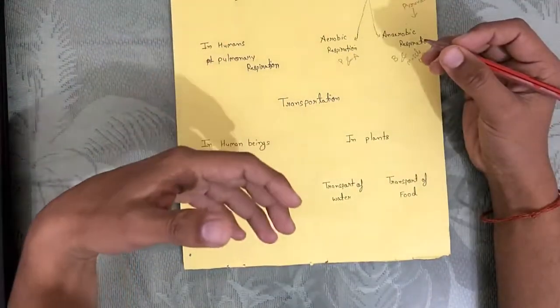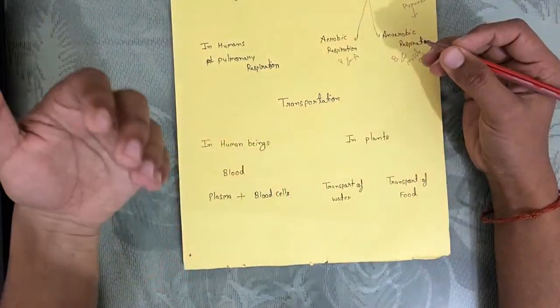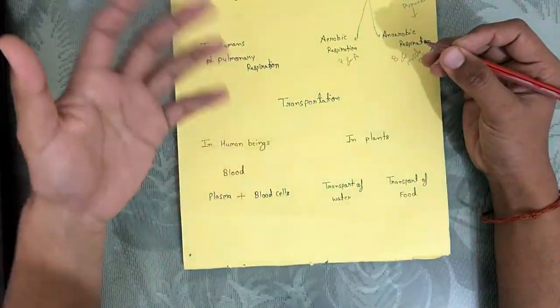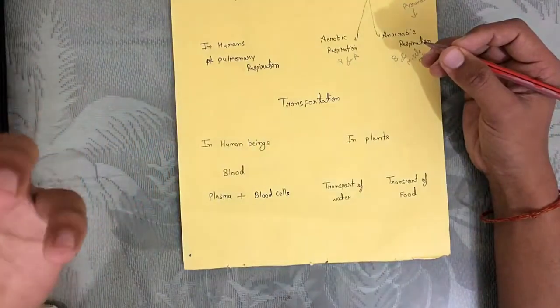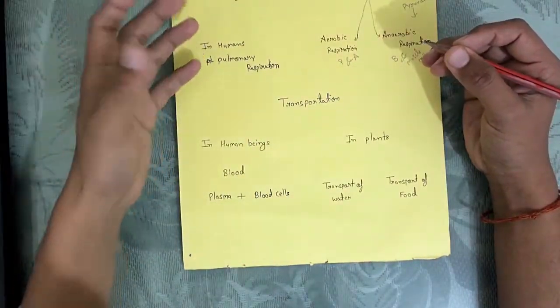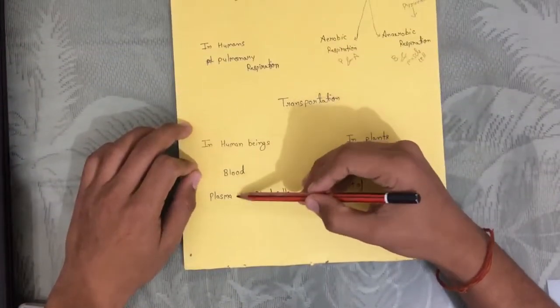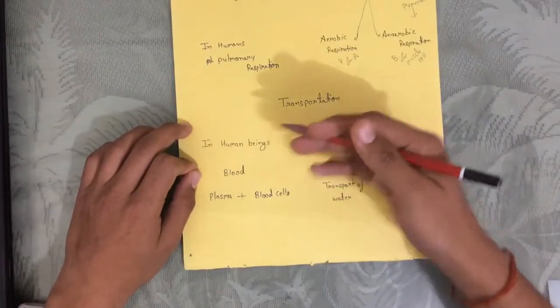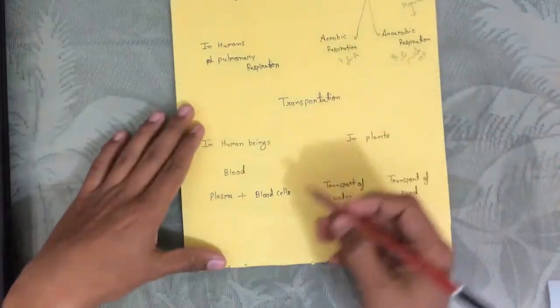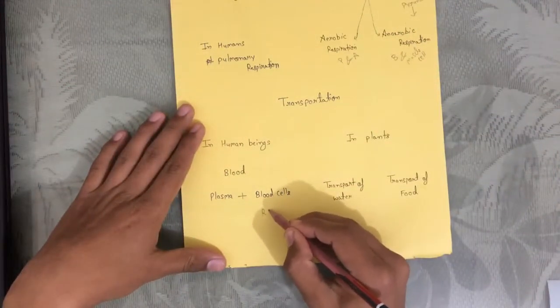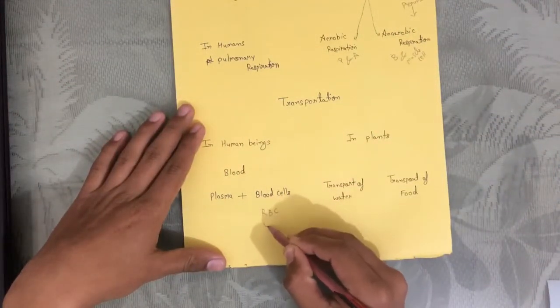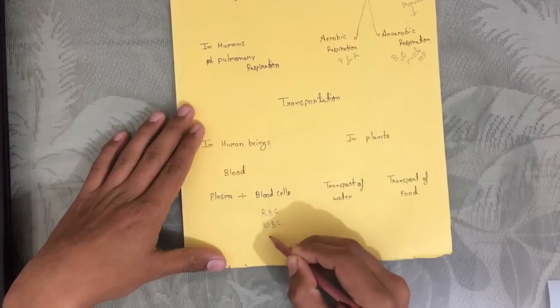function. If we need to transport anything like a protein, enzymes, oxygen, everything is carried out with the help of blood. So plasma and blood cells, you already know we have many blood cells, three major types: RBCs, then we have WBCs, and then we have platelets.